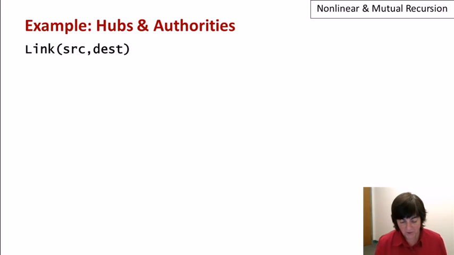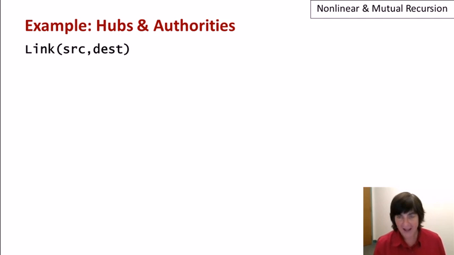So the example I'm going to use here is what's known as hubs and authorities. Hubs and authorities was an algorithm for web searching, actually, for annotating web nodes for the purposes of searching. It was developed around the same time as Google's PageRank. I guess we can see which one won out. But hubs and authorities is actually quite interesting just in what it does.